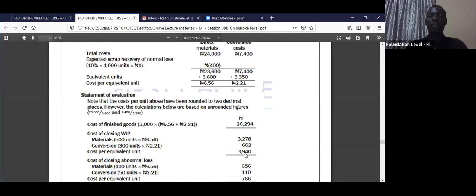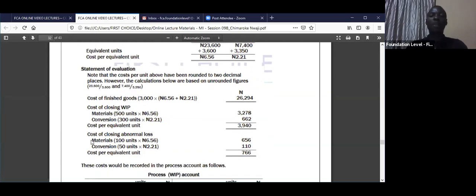You add the conversion units. These are the total for conversion. This is total for finished. This is total for conversion. Then you come for abnormal loss.